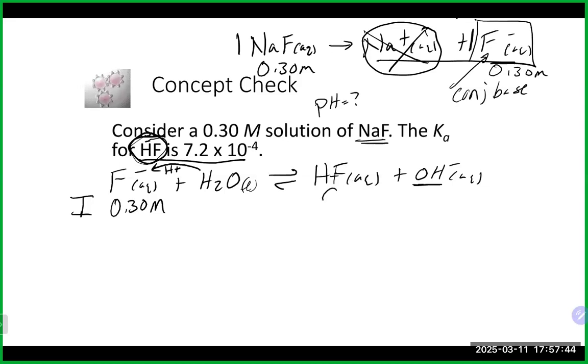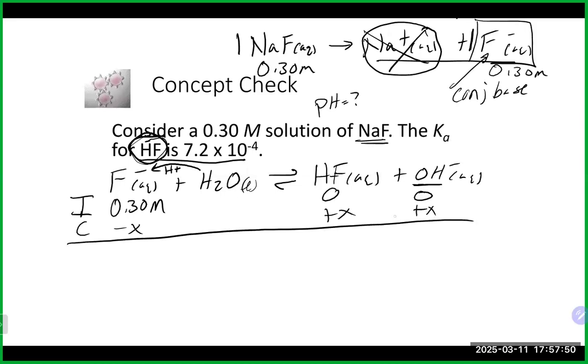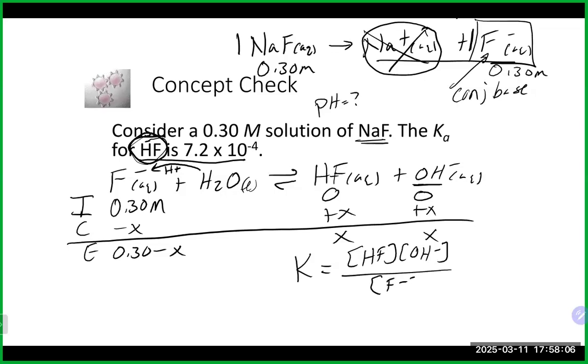We're going to go a little 0, 0 action. We're going to go minus X, plus X, plus X. A little 0.3 minus X, X, and X. This, like normal, is going to go into our K expression, which is our products, our HF, our OH minus, divided by our F minus. By the way, this is a K, A, B, C, D, E, F, G. Could be a G, you never know. This should be a K.